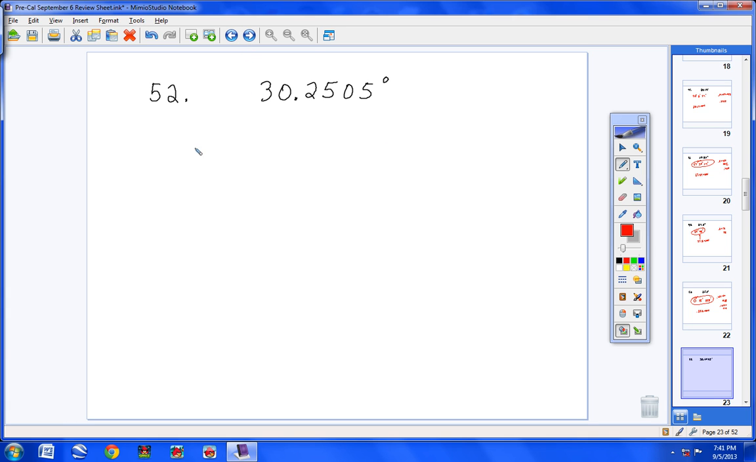All right, well, we know we have 30 degrees, and then we take 0.2505 times 60, and if you do that correctly, you will get 15.03. So we put 15 minutes, that's our whole number, and then we take our decimal part, so 0.03 times 60, and if you do that correctly, of course, you will get 1.8. Now again, I believe our textbook rounds it to a 2. You're welcome to put a 2 right here or a 1.8. That's up to you.